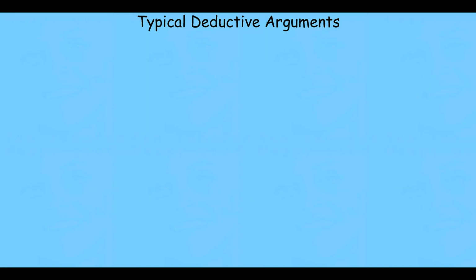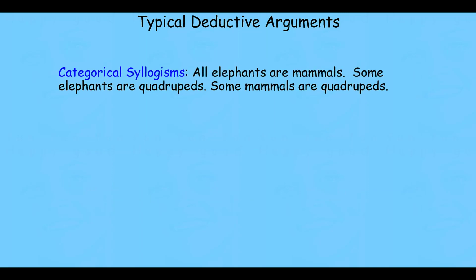Other examples of deductive arguments include categorical syllogisms, 3-line arguments, the underlying structure of which is relationships between classes of things. So an argument that is an instance of a categorical syllogism and hence a deductive argument might be something like all elephants are mammals, some elephants are quadrupeds, therefore some mammals are quadrupeds.